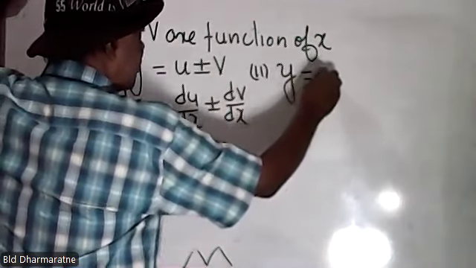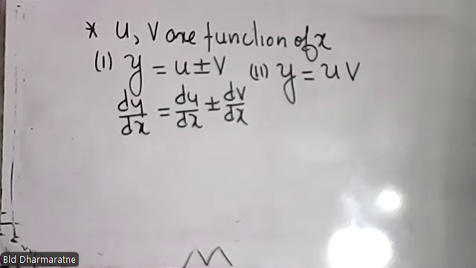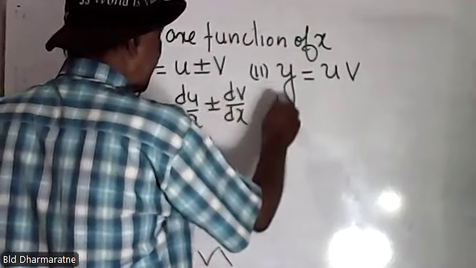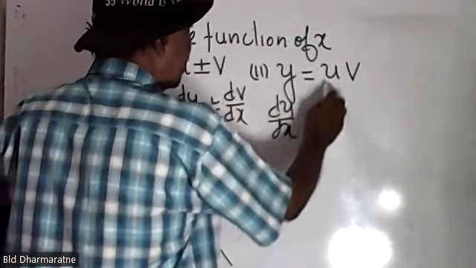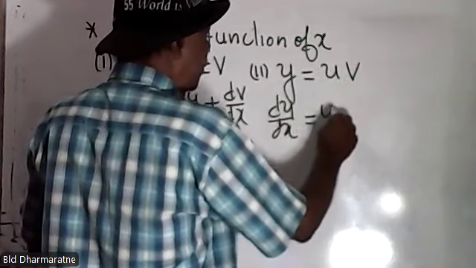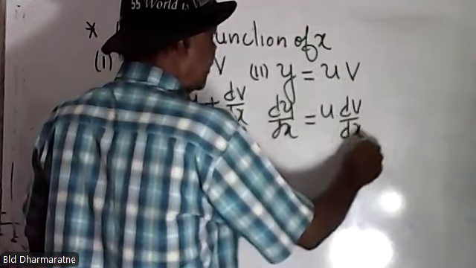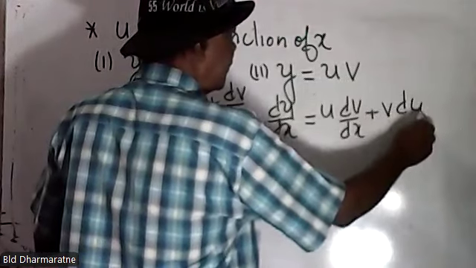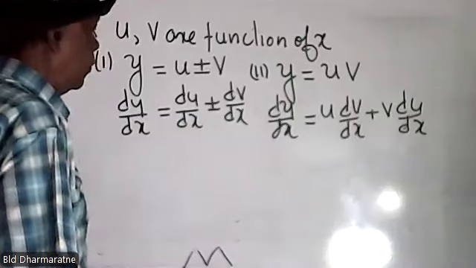Theorem number 2: y equals uv. This is the product of two functions. Then dy by dx equals u dv by dx plus v du by dx. Right? This is the second theorem.